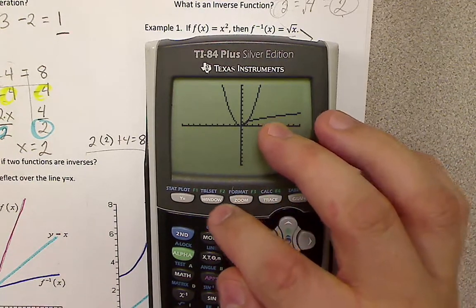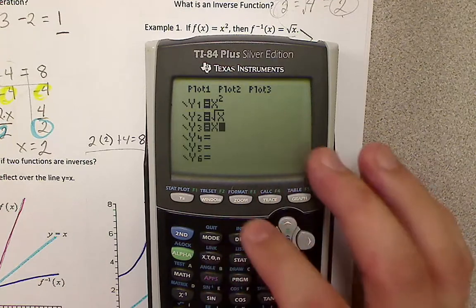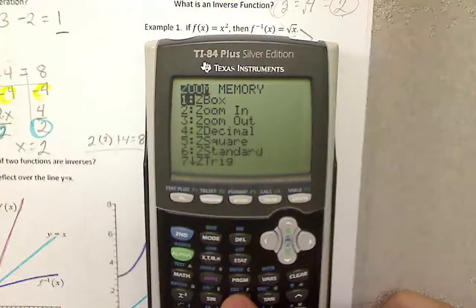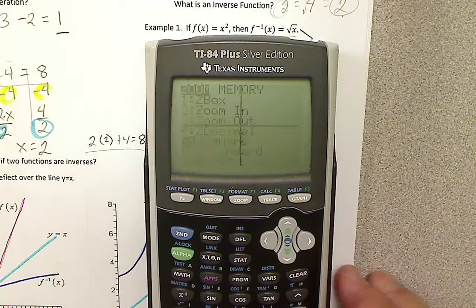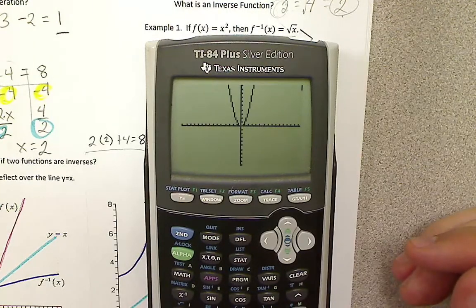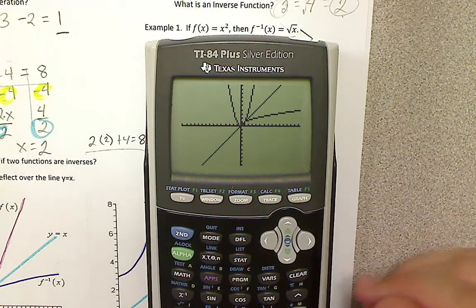Now, they may not look like they are inverses just by looking at this right here. If I throw in the third equation, y equals x, and I use something called a zoom 5, the square zoom, it'll give me the function, that function, and then there's my line of y equals x. And so they are inverses of each other. Okay, just kind of like that.